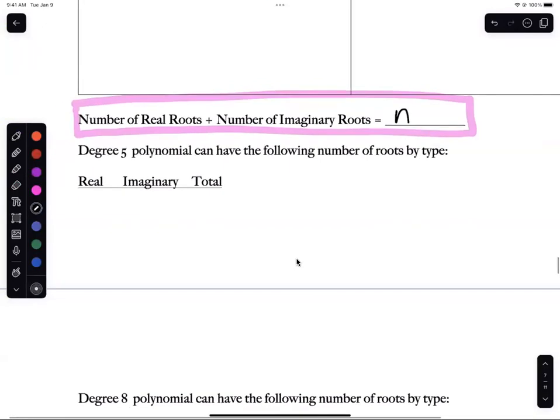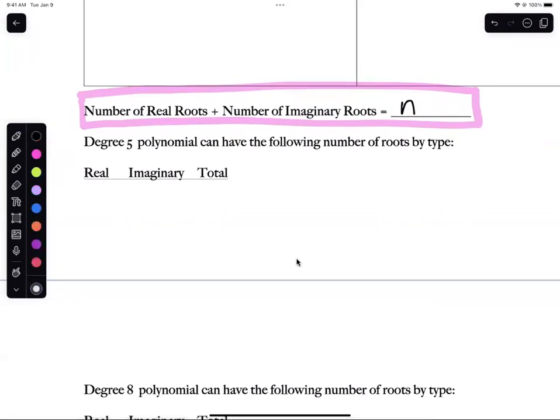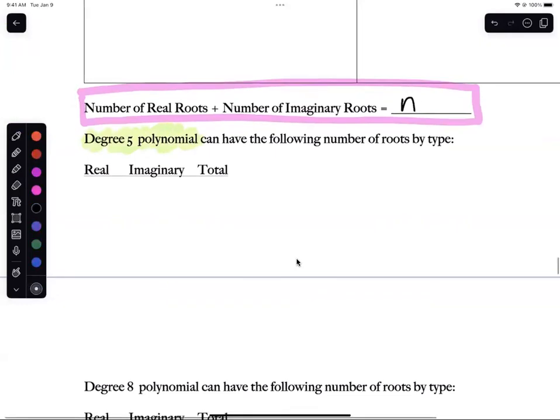And one of the skills in standard 2B is to list how many real and how many potential imaginary roots you have. So here, I'm given a degree 5 polynomial. And when I add up the two combinations, I always need to get 5. So draw columns. Imaginaries are occurring in pairs.